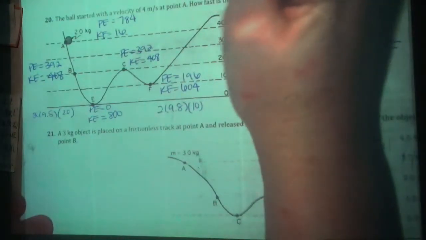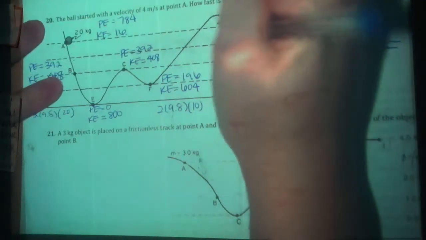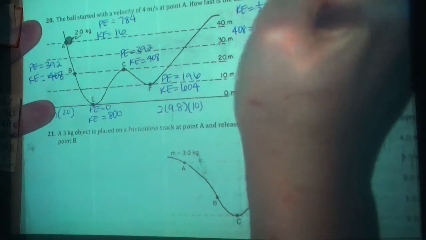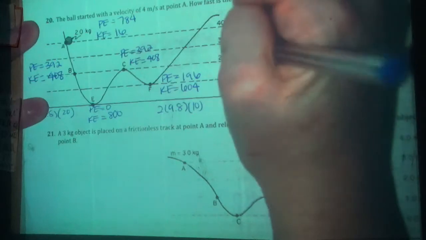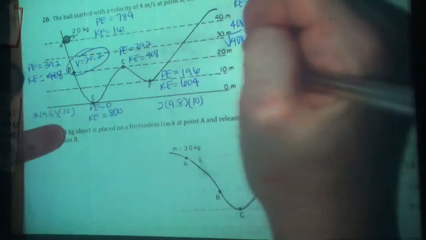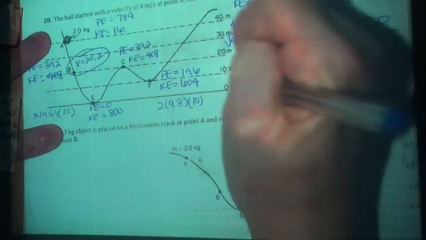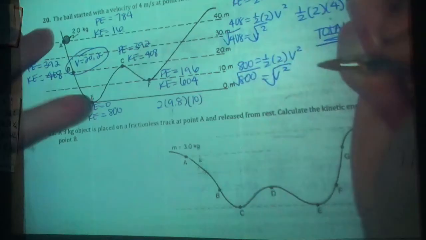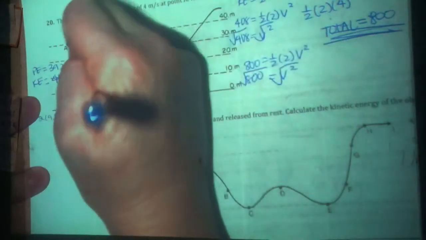Now I have the kinetic energy at every single point, so to find how fast, you're just plugging into KE is 1/2 mv squared. So let's start at point B. 408 equals 1/2 mass of 2 v squared. Half of 2 is just 1, so v squared equals 408. You take the square root, and you get your velocity is 20.2 if you round up. Go to point E, so 800 equals 1/2 times 2 times v squared, so v squared is 800, take the square root, you get your velocity at point E is 28.28.